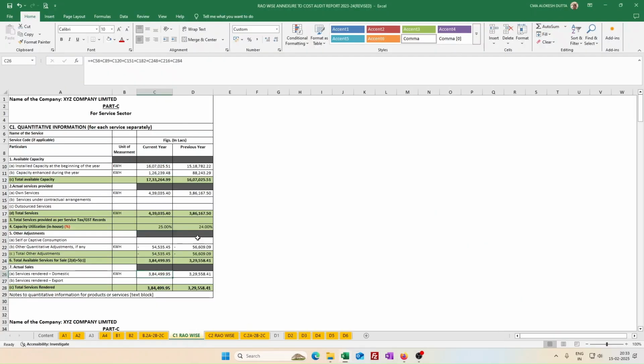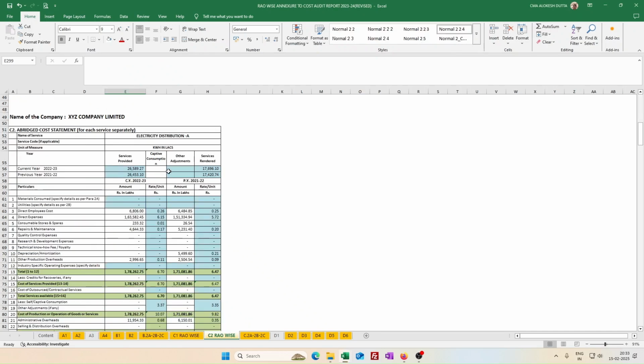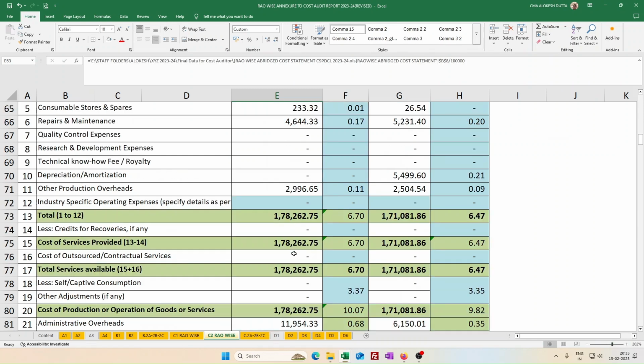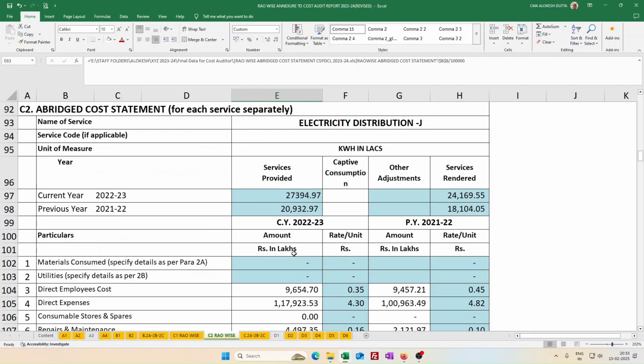Now this one and that, C2, I have already discussed. Here you can see the direct employee cost. You see from where it has come? It has come from the lower part. You see the direct employee cost of the service RAO J. We can see it from here also.